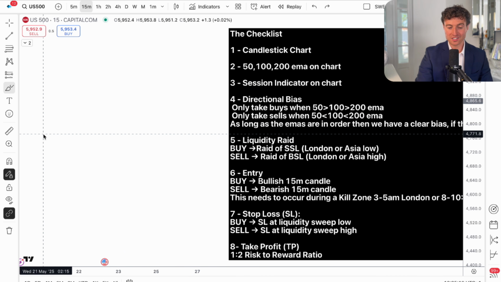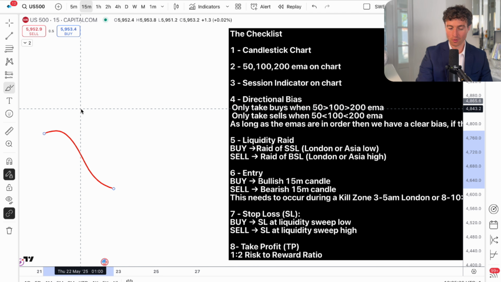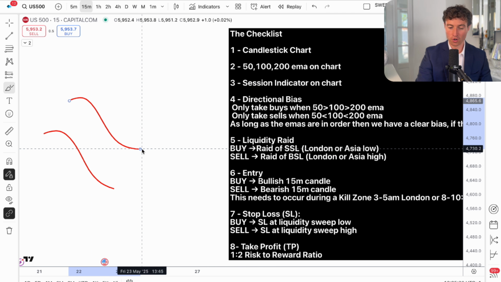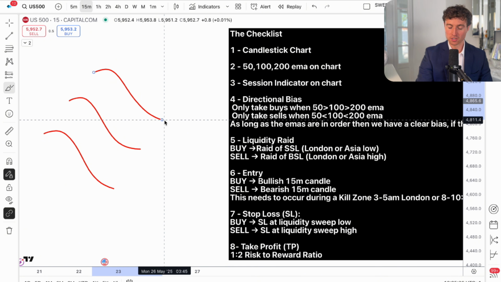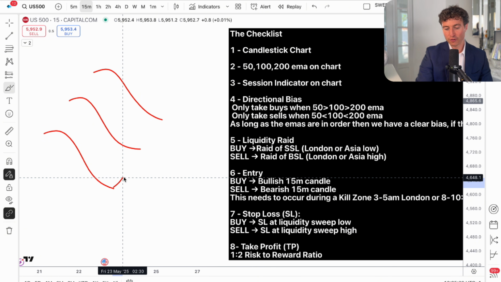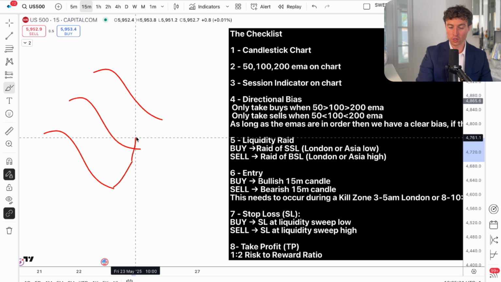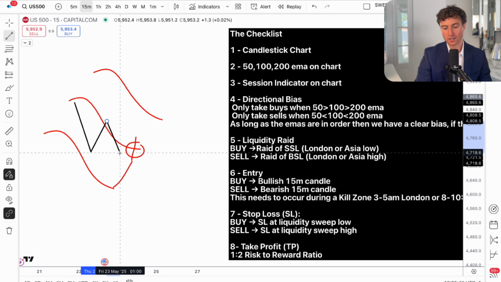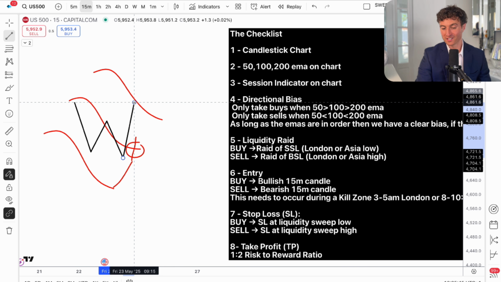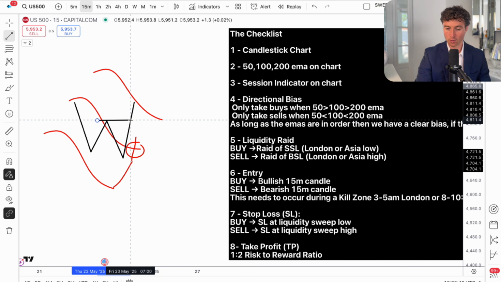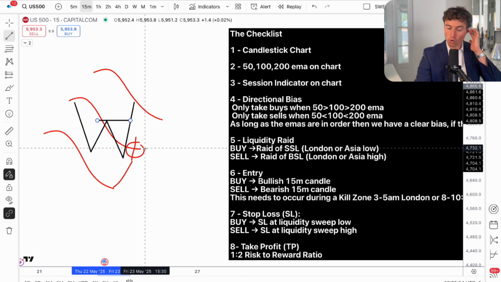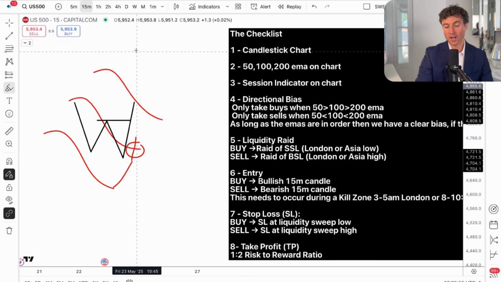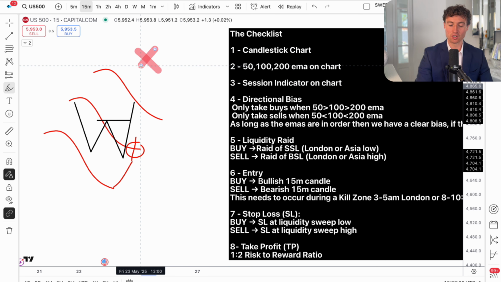Another thing to note is, say we are sell bias on this market. The 50 is less than the 100, which is less than the 200. But then let's say that the 50 crosses over the 100 EMA. Well, this would invalidate our sell bias. And so let's say that this is the market right here, and let's say we've raided buy-side liquidity and we have seen this crossing of the EMAs. Well, then I would not be looking for any positions on this market.